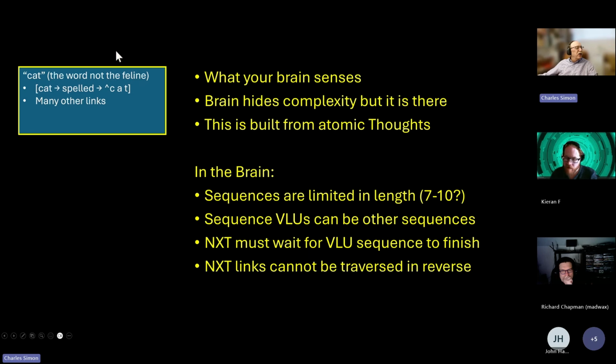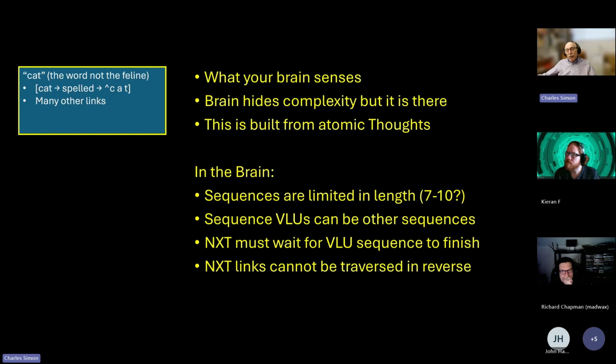And so your brain senses this, and I've invented a little up arrow, a caret, that says what follows this is a sequence. And that's what your brain perceives. It perceives it can do sequential data, even though in the underlying hardware it cannot. And so your brain hides from you this complexity, but it's still there. In your brain, sequences seem to be limited to perhaps 7 or 10 elements.